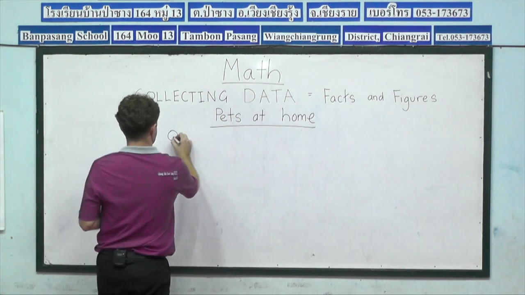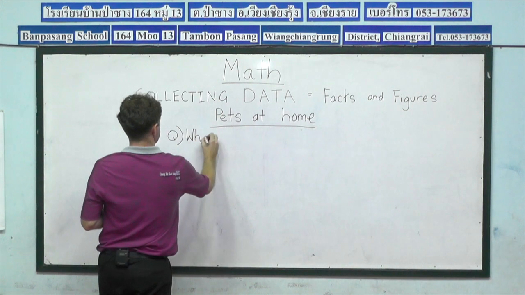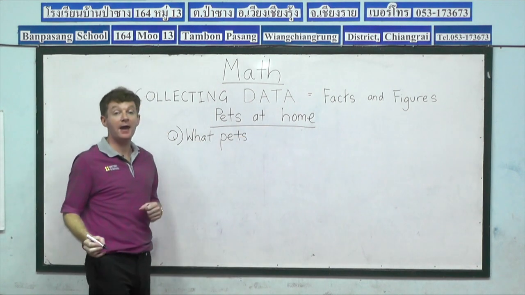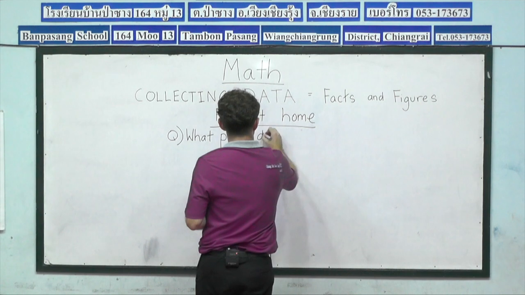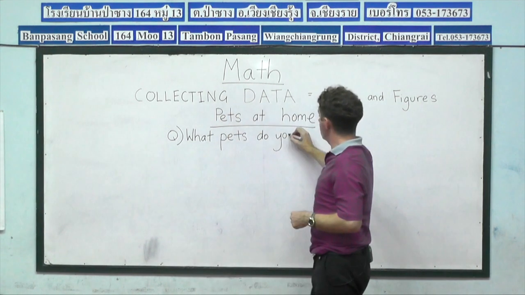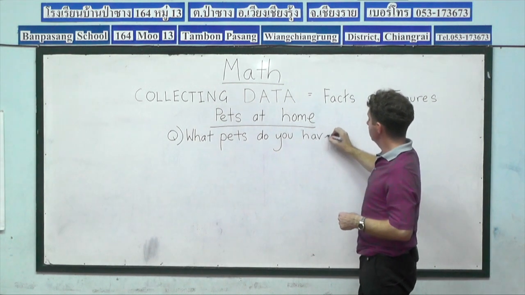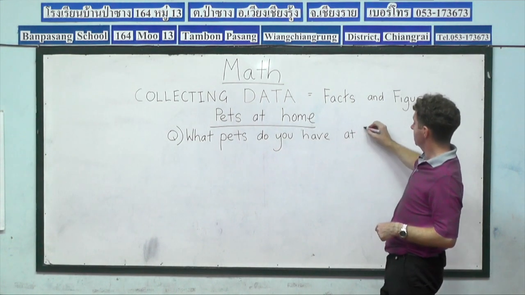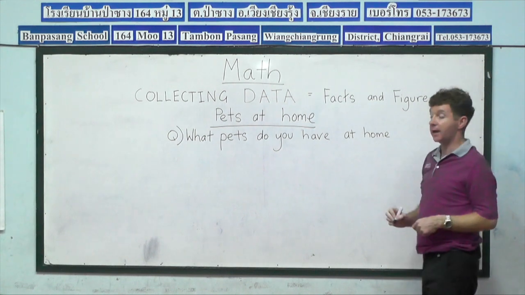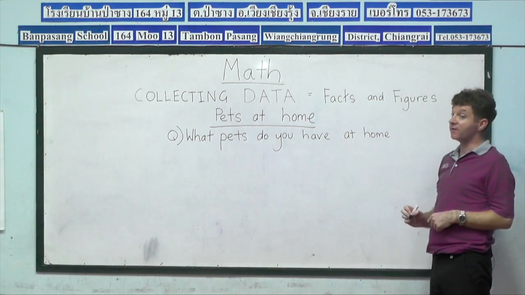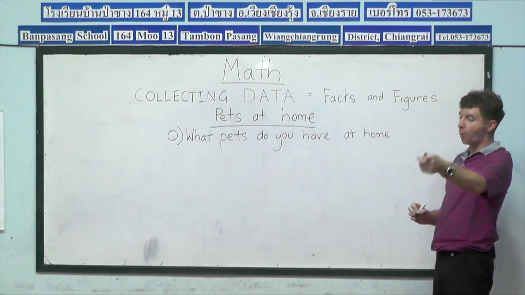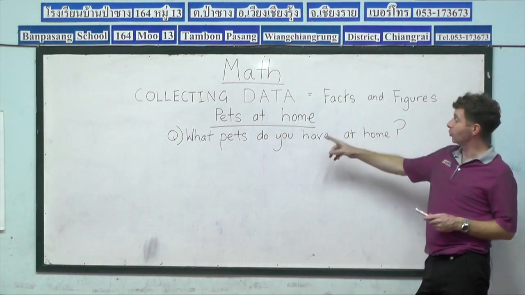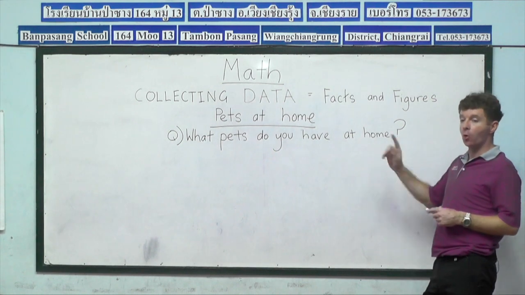Okay, so our question, what pets, P-E-T-S, what pets do you have, Y-O-U H-A-V-E. And then, at home. Okay, is that correct? What have I forgot? Think about question, guys. What is... Question mark, excellent. So all together, what pets do you have at home?